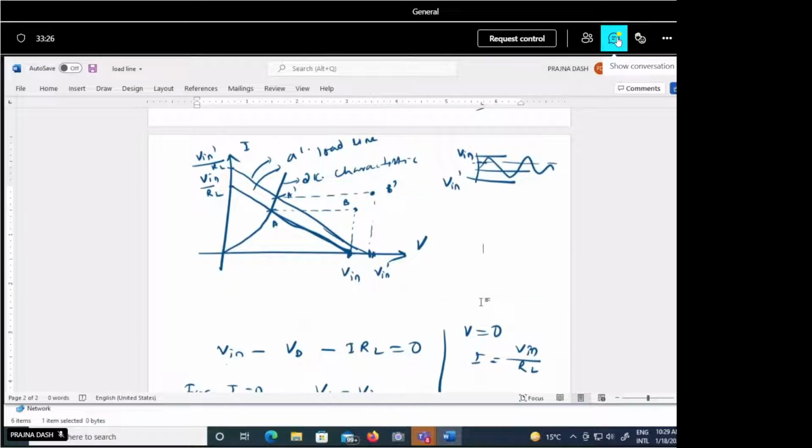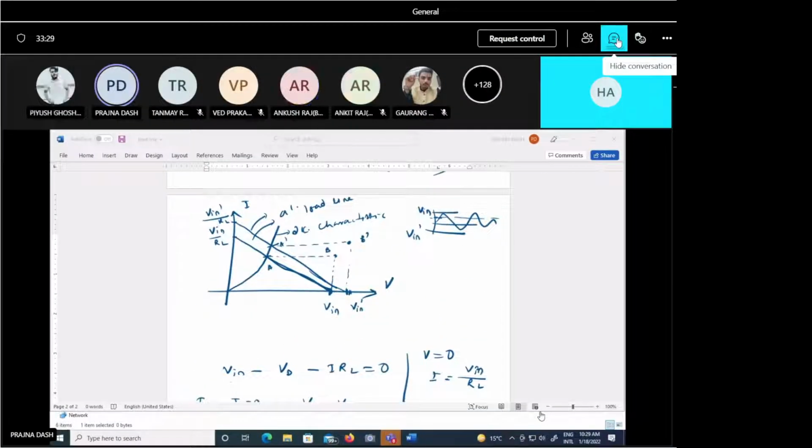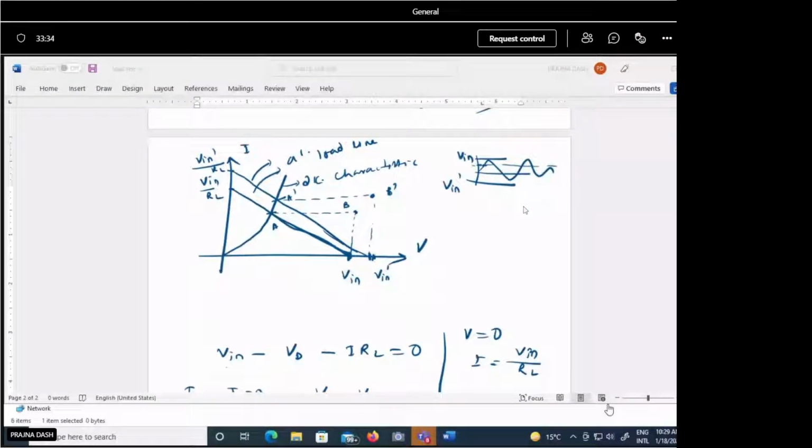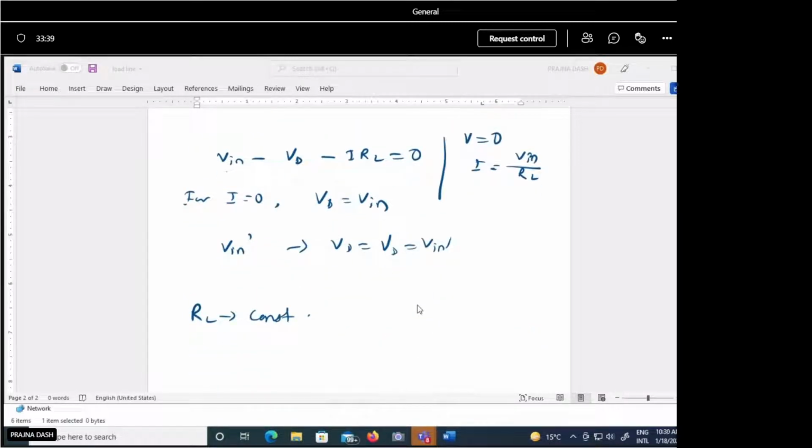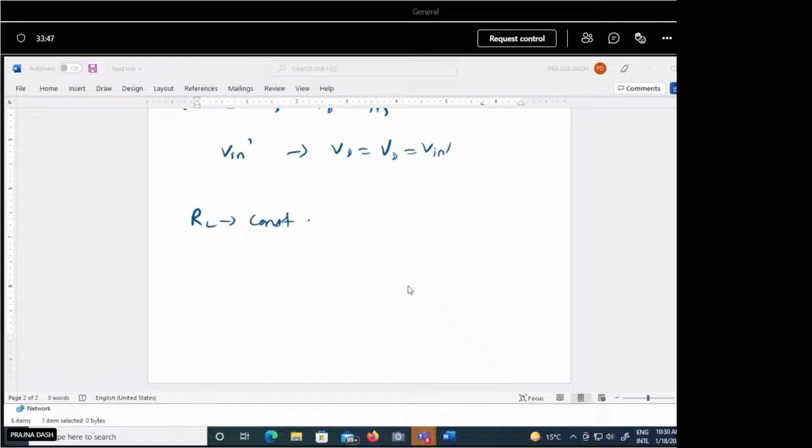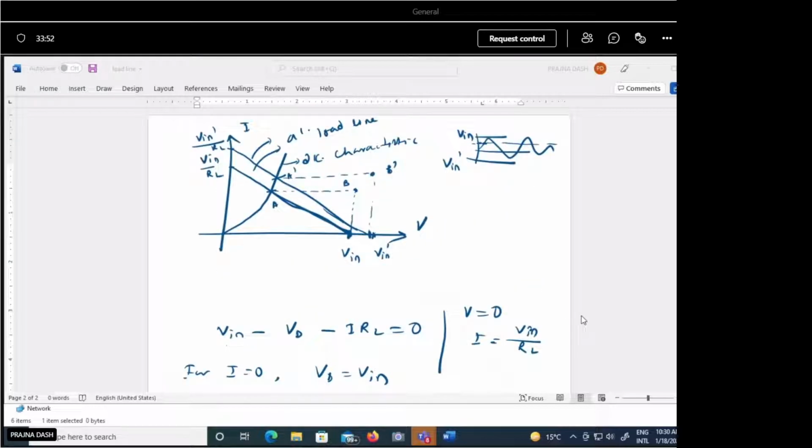Ma'am, you are muted. Ma'am, you are not audible. Yes, yes, sorry. So in that case RL is constant, so if RL is constant, the slope is constant. If your slope is constant, you will obviously get parallel lines. And if the slope is constant for the static load line, you join the Q point and this voltage point.